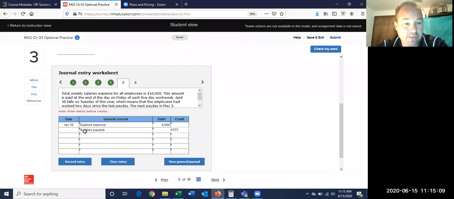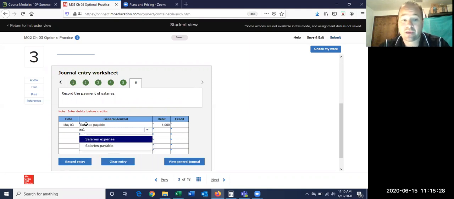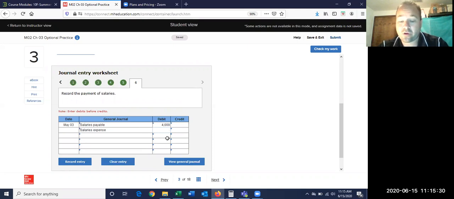This is the one we want to keep note of, the April wages, $4,000. Because when May 3rd comes, we are going to pay them the April wages, salaries. We're going to pay them the $4,000 from April. We're also going to pay them for the 3 days of work in May. That's $2,000 times 3. And then we're going to write a check that totals 10 grand for the entire week.